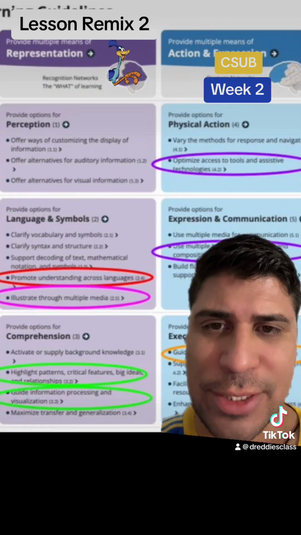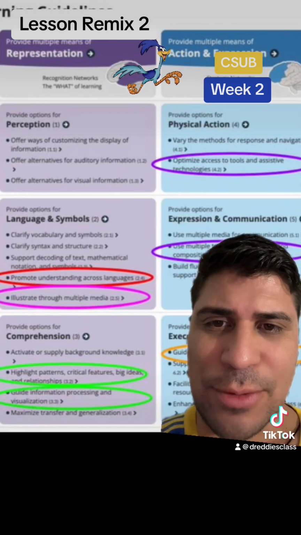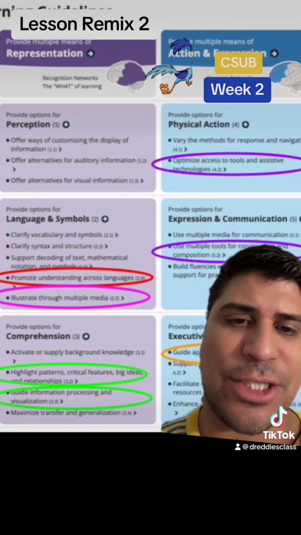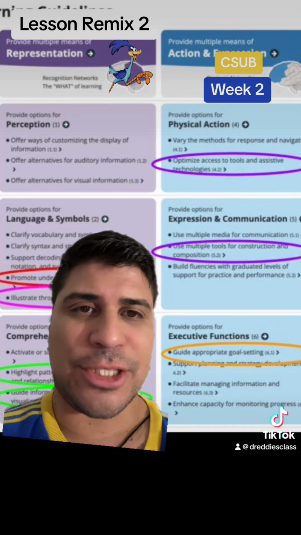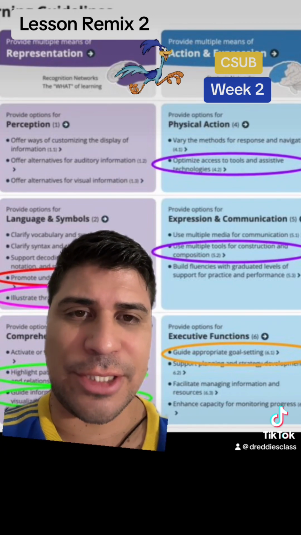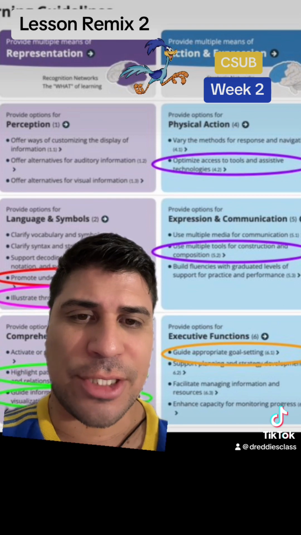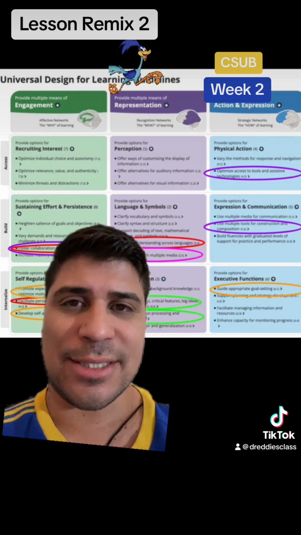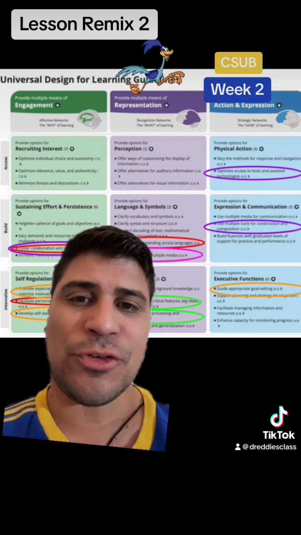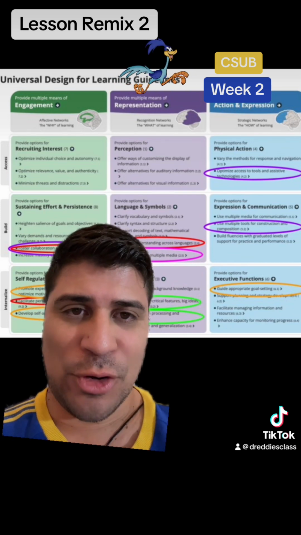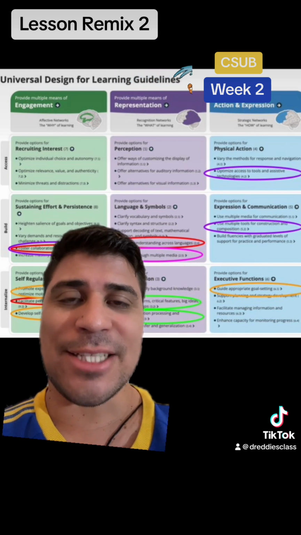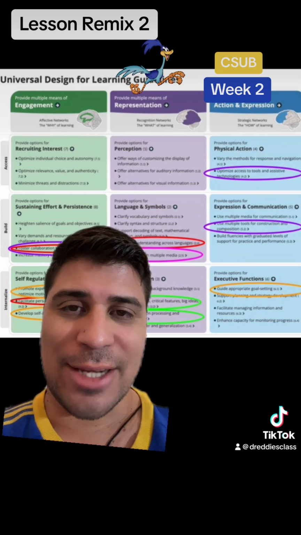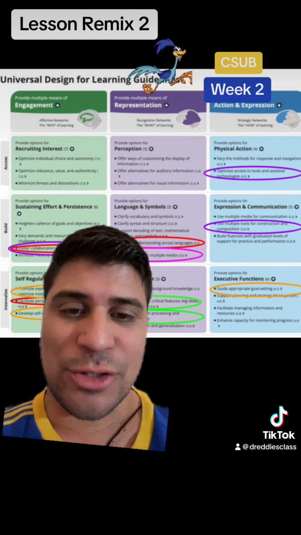You also see under the representation column, promoting understanding across languages, illustrating through multiple media, highlighting patterns, critical features, big ideas, and relationships. And then under action and expression, you see optimizing access to tools and assistive technologies, using multiple tools for construction and composition. And so using a lot of strategies that you already have, you're going to be looking at the UDL guidelines and see what you can pull out of each column to see how you can modify your lesson up front, meaning that you can add these pieces as you design a lesson rather than coming back retroactively and shoehorning a lesson into these strategies.